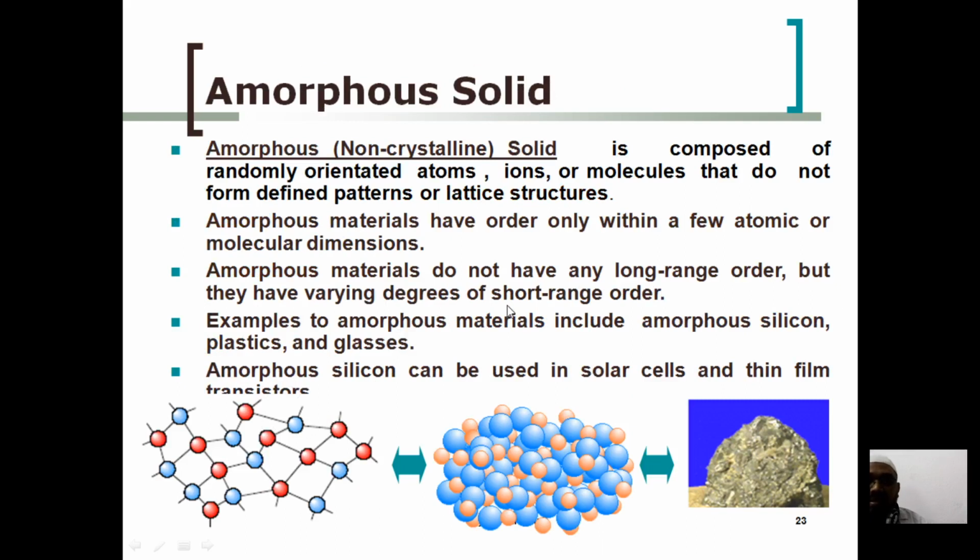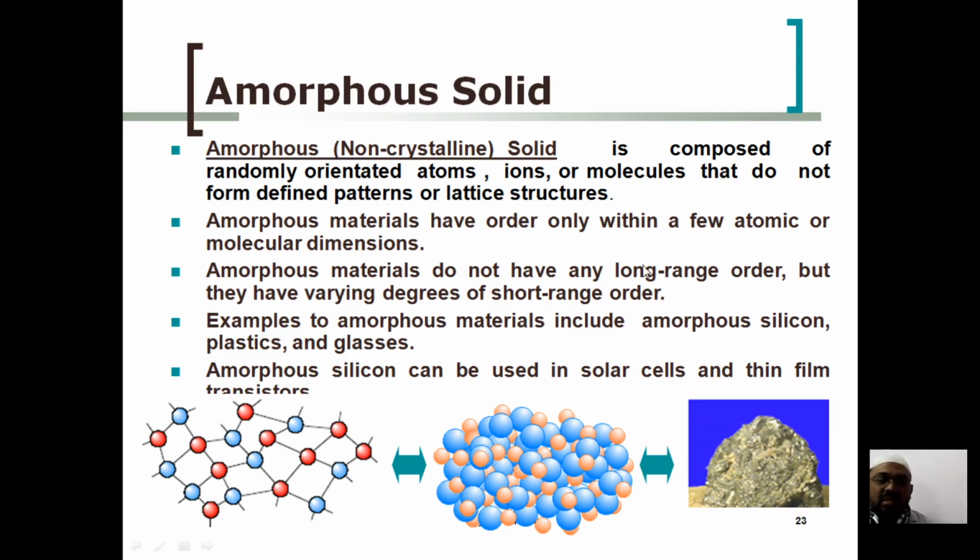Now the amorphous materials. Amorphous materials have atomic or molecular dimensions. What are these atomic and molecular dimensions? They are nothing but an atomic distance. It will be in the order of 1 angstrom, that is 10 power of minus 10 meters, right?